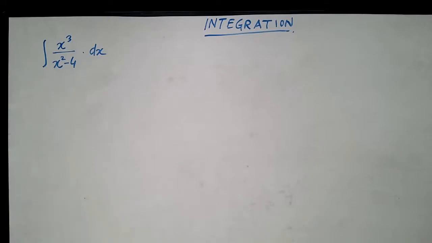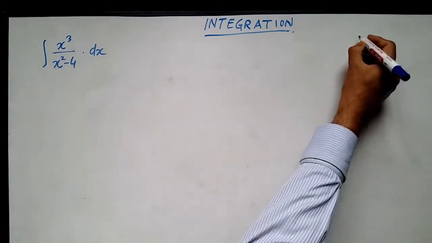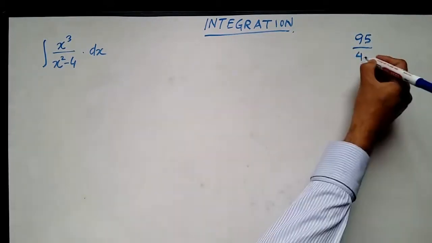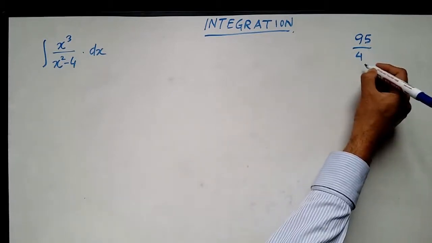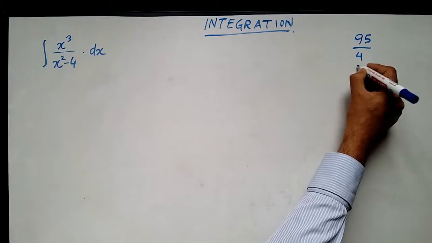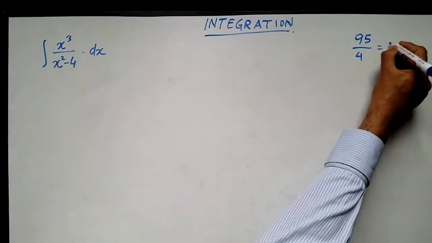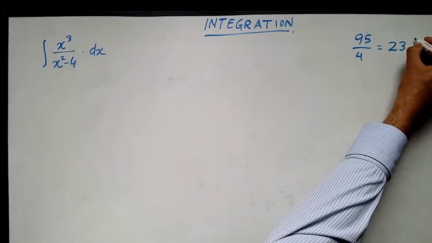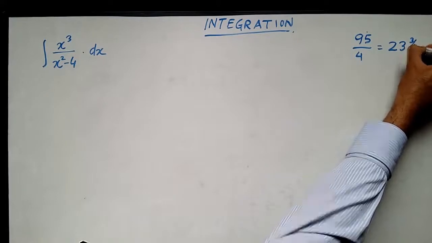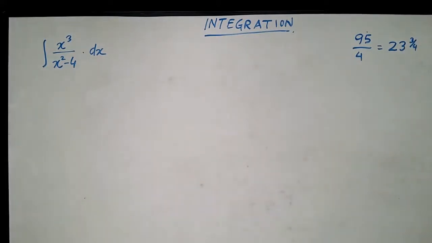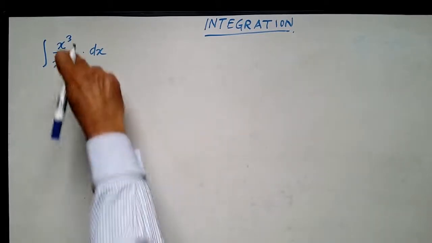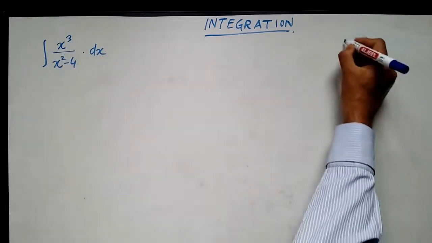As we recall, when we were doing improper fractions in numeric expressions, for instance, let's say 95 divided by 4, you know how to put this in an integer and a proper fraction form. So we used to divide 95 by 4, we used to get 23 3 by 4ths. We will be doing the same thing for algebraic expressions also in this case. That means we'll be dividing x cubed by x squared minus 4. Let's see how to do it.